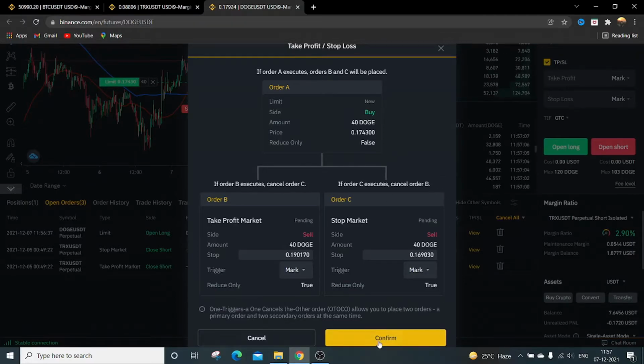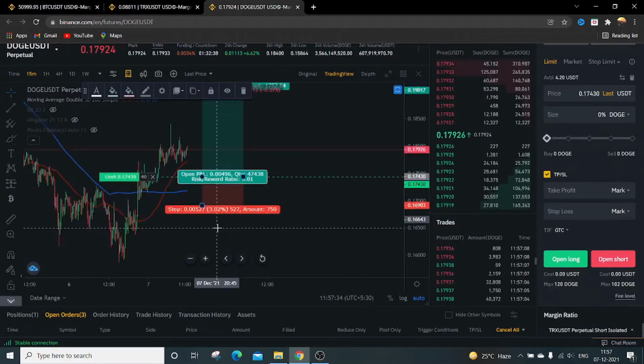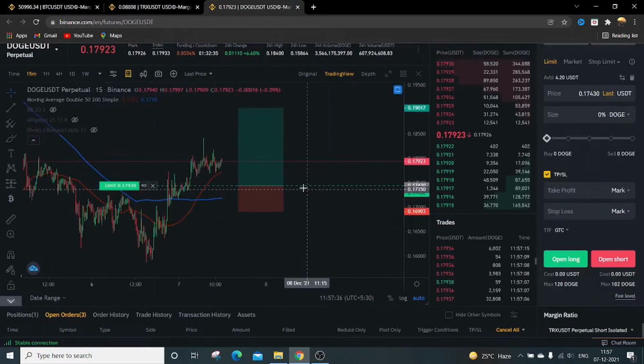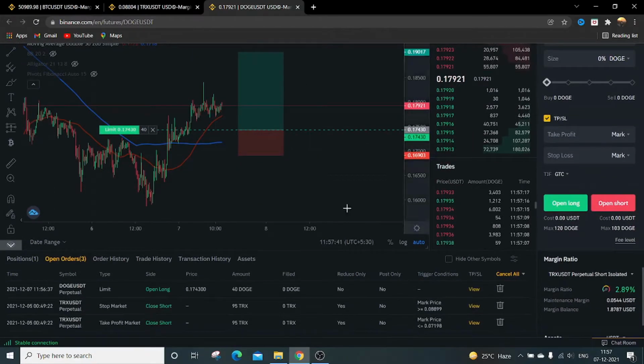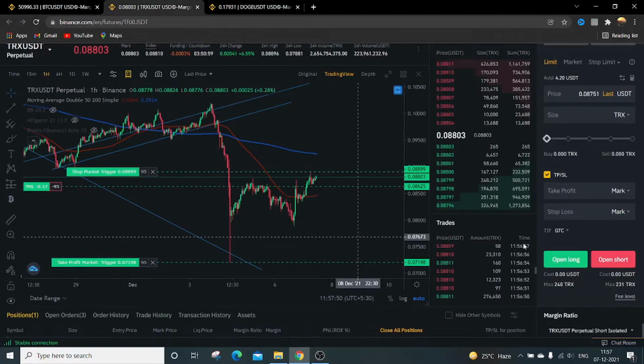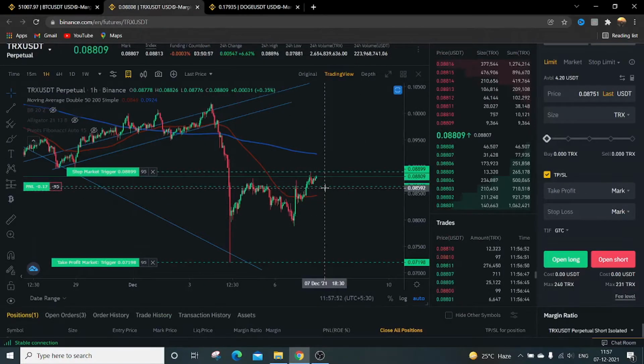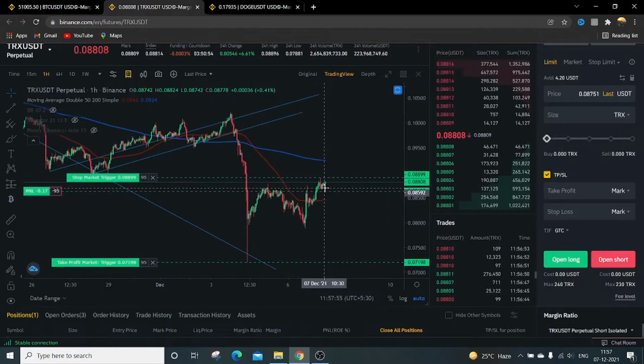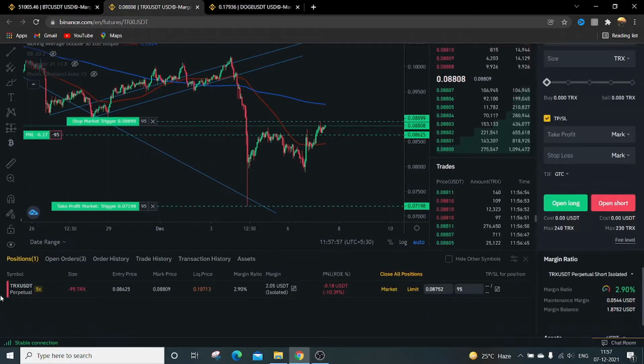So click on confirm. When the price of this Doge goes down to this price, this order will get executed. Previously I already put an order for a short position in TRX USDT. I just want to show that to you. At this price range I just placed a short order. You can see the position, the TRX USDT. Red indicates the short order.